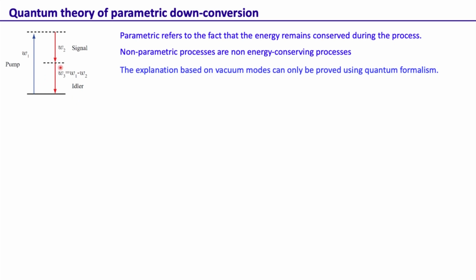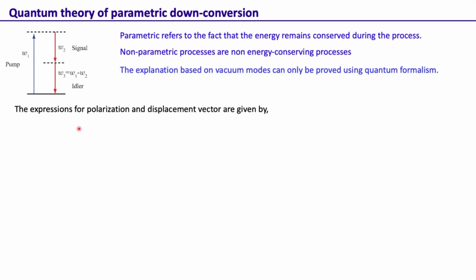Again, let me quickly mention that in this process, since it is stimulated by vacuum, one can have any omega 2 generated, and of course any omega 3 value. The only constraint here is that omega 2 plus omega 3 has to be equal to omega 1. So now let's derive the state that gets produced.